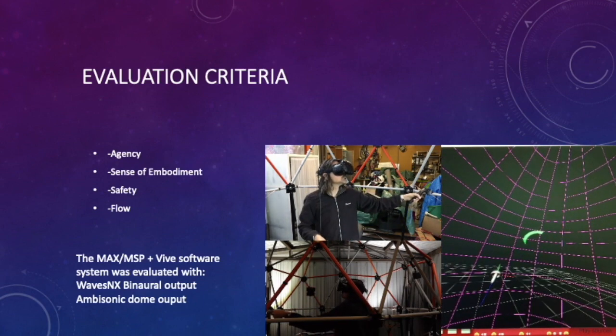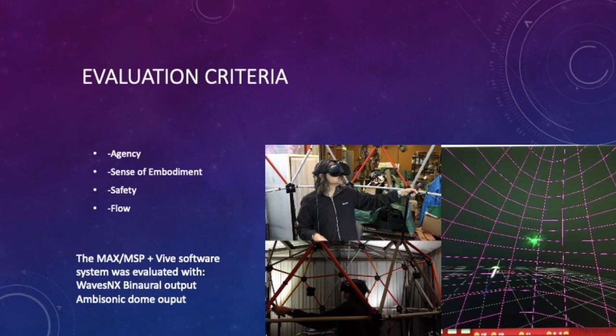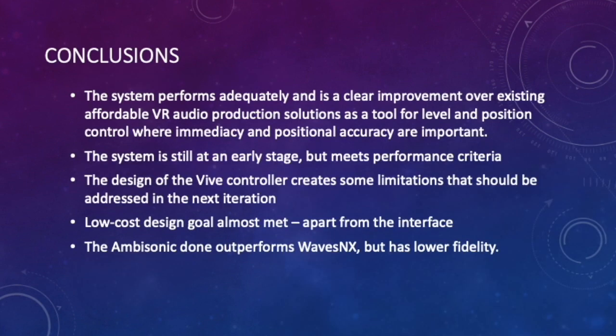In conclusion, virtual reality mediated surround sound manipulation with the Vive and the ambisonic dome is immersive and offers a powerful feeling of engagement with spatial audio through a strong sense of embodiment. The system, even at this early stage of development, performs adequately and offers accurate localization of audio sources despite its cheap components. It is a clear improvement over existing affordable VR audio production tools for level and position control, where immediacy and positional accuracy are important.